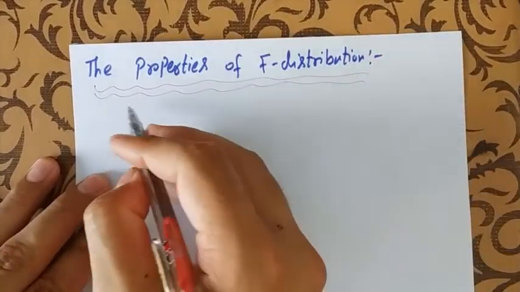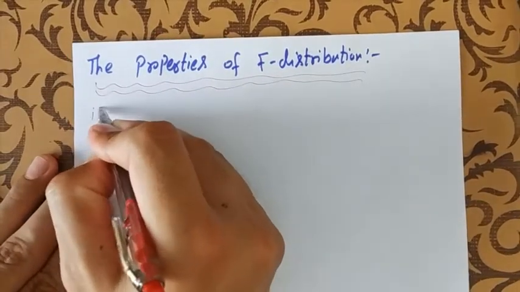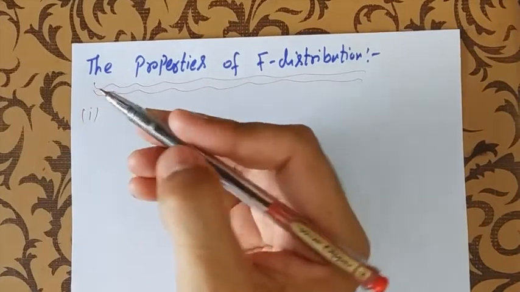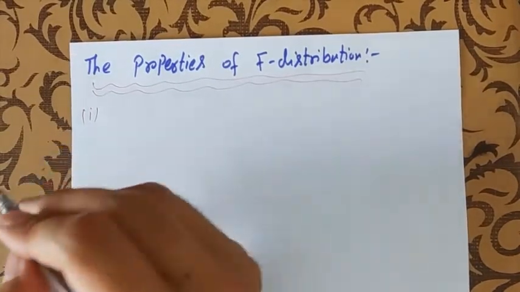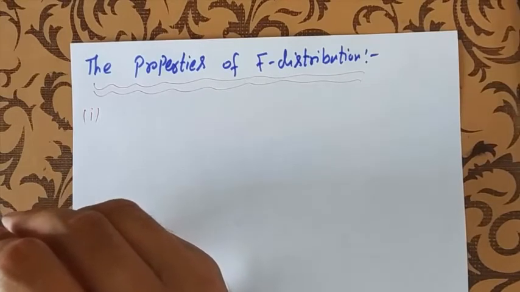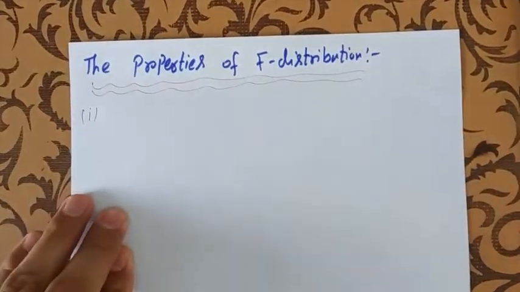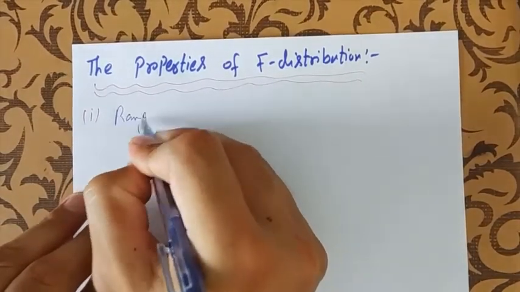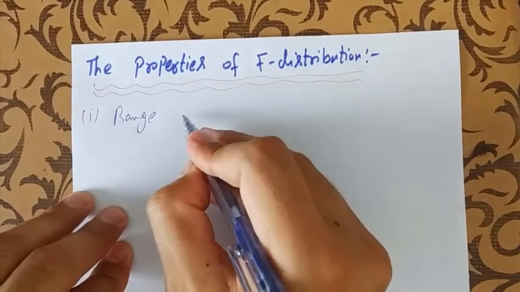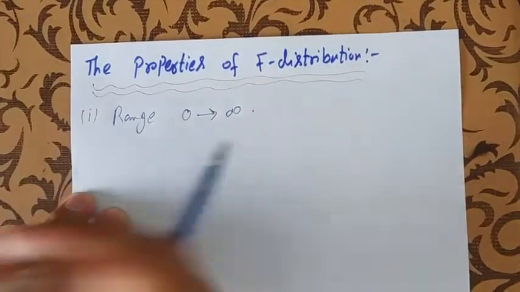First property, just like the t distribution, we ask what is the range of the F distribution. The range of the F distribution is from 0 to infinity.